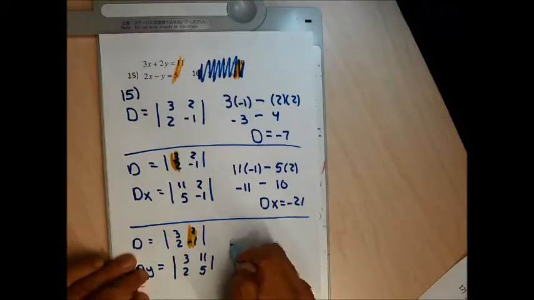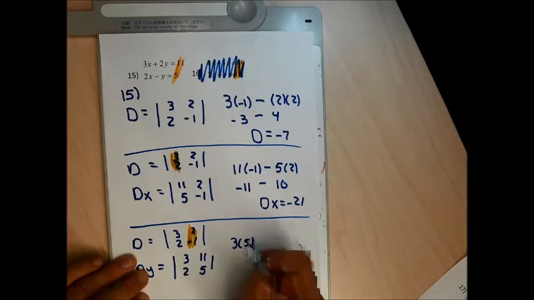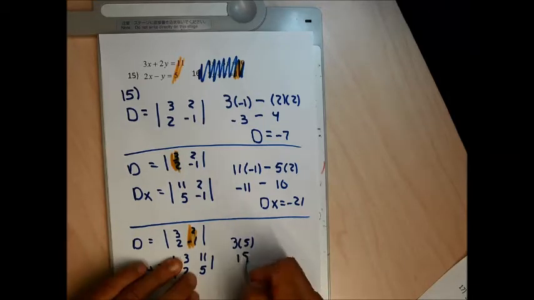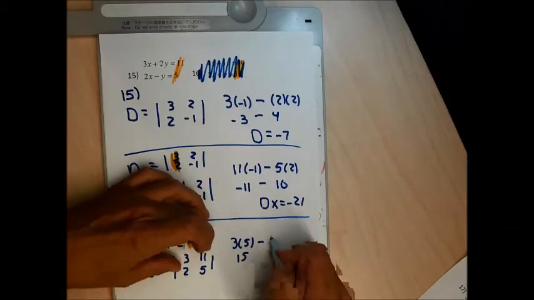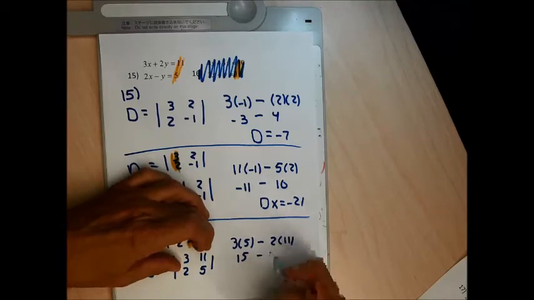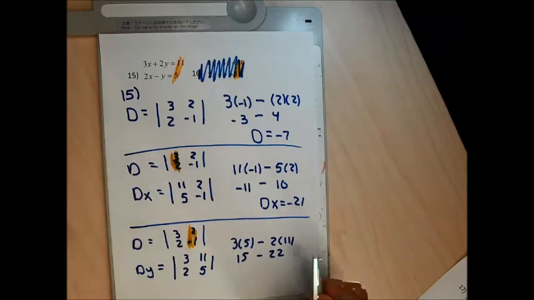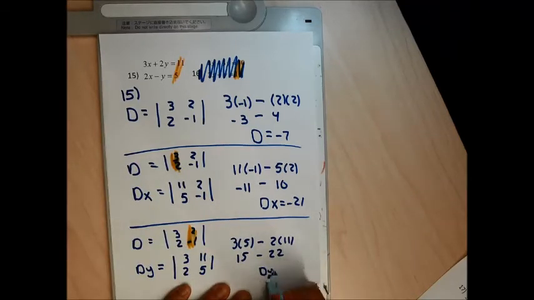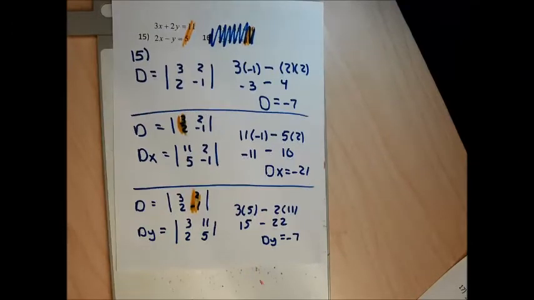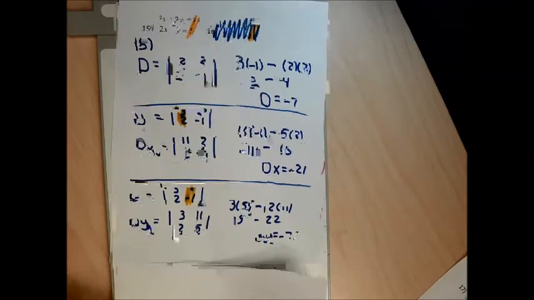And for my D sub y, I'm going to get 3 times 5 cross multiplying down, and then 2 times 11 cross multiplying up. That's 15 minus 22. My D sub y is going to be minus 7. Now I'm going to solve. So I've found my determinants.